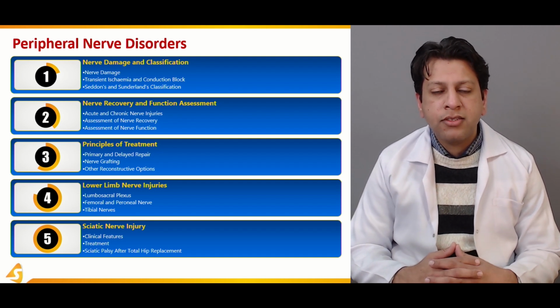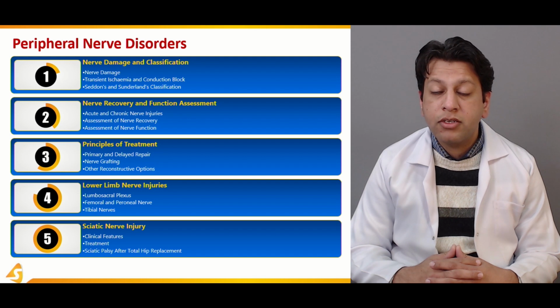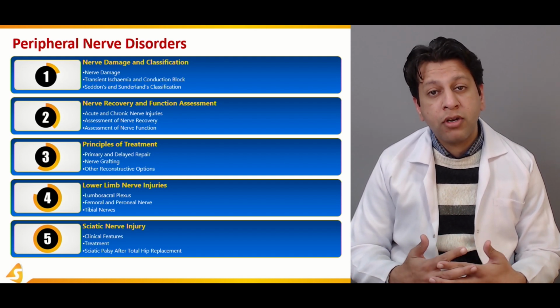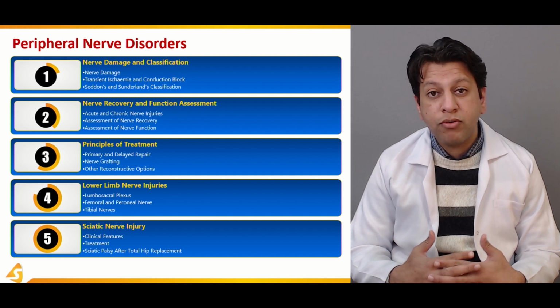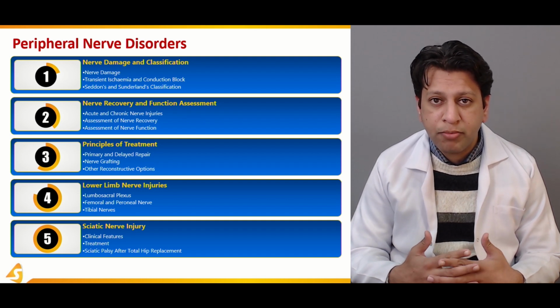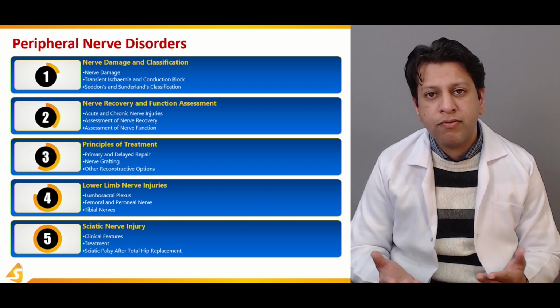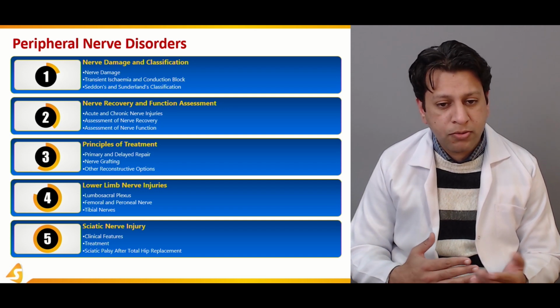Then in the next section we'll be discussing briefly the principles of the treatment. When we have to wait, when we have to go for electromyographic studies, when we have to do NCS, and when we have to operate, whether we have to put a graft in or when, after what time, we have to go for standard muscle transfers.